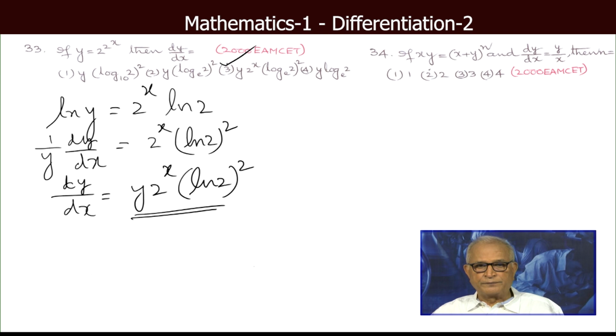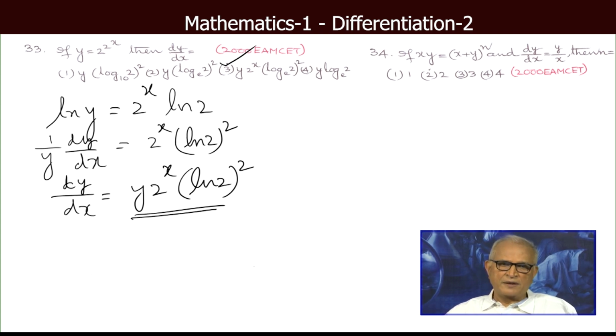Next, 34. xy equal to (x plus y) whole power n and dy dx is y by x. What is the value of n? Well, implicit differentiation, because y is not explicitly given in terms of x. Instead you are given an equation involving both the dependent and independent variables x and y. So term by term differentiation, and the rest of the process involves collecting the terms containing dy dx on one side, and transferring the other terms which are independent of dy dx to the other side, so that you will have an expression for the derivative dy dx. This is called implicit differentiation.